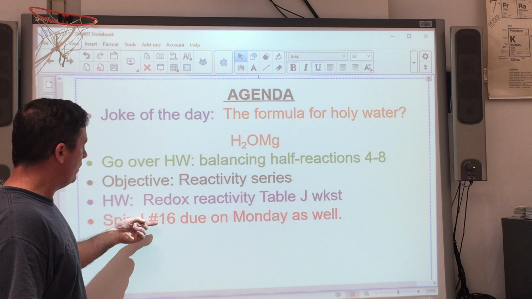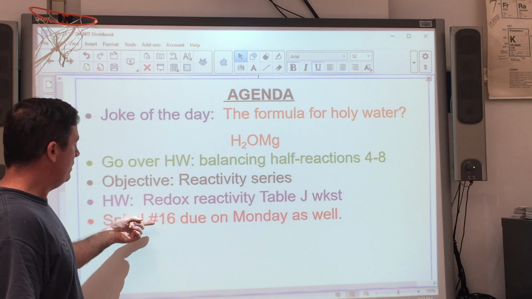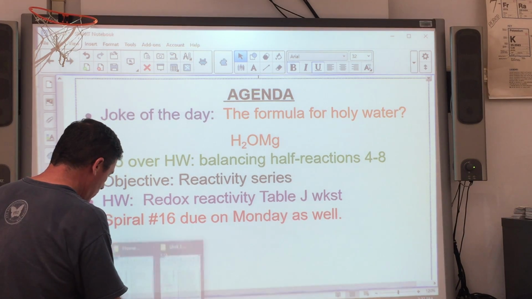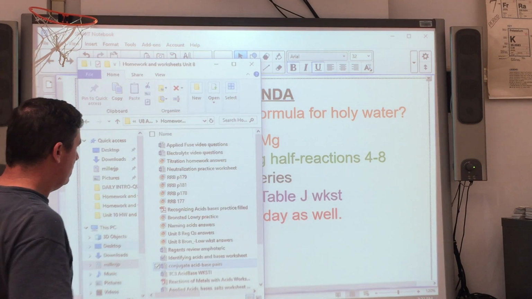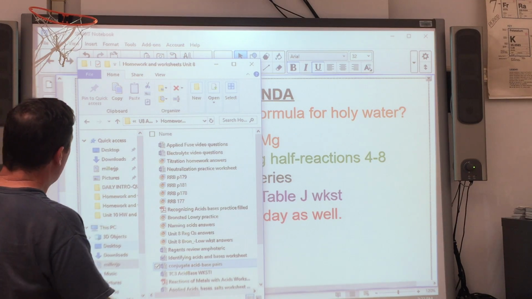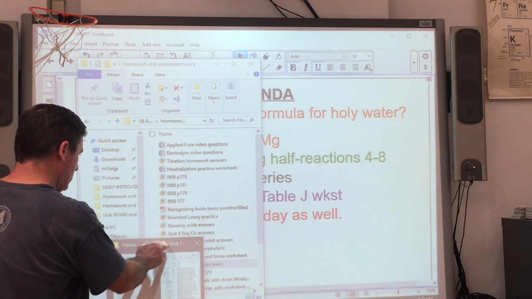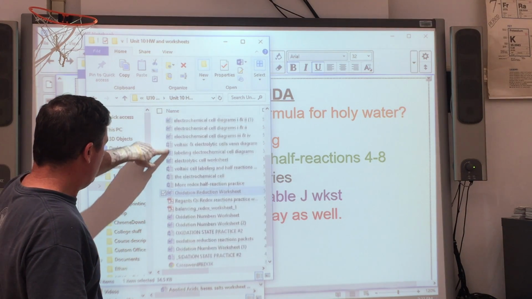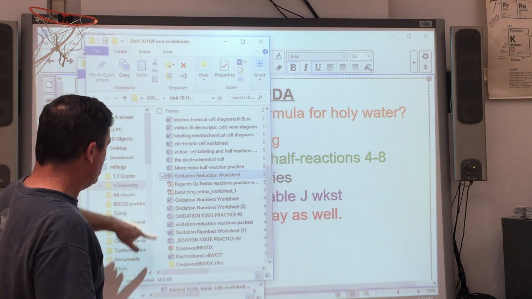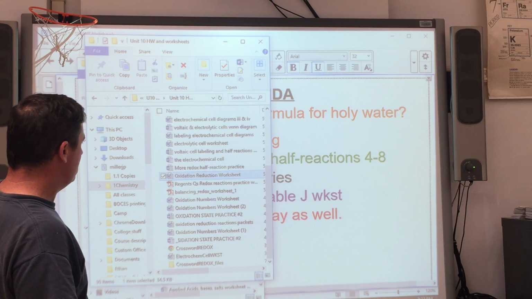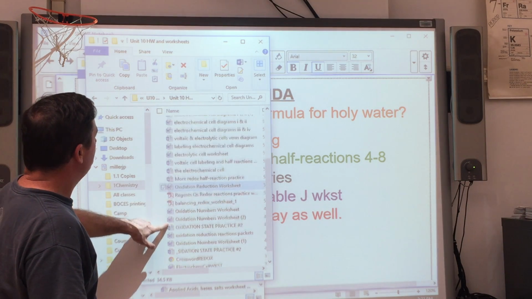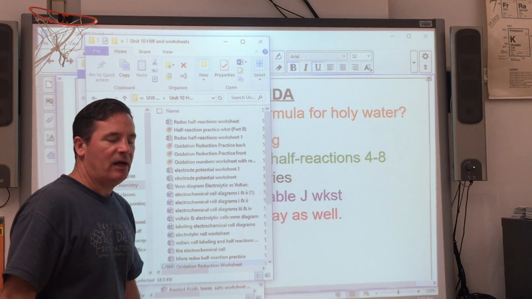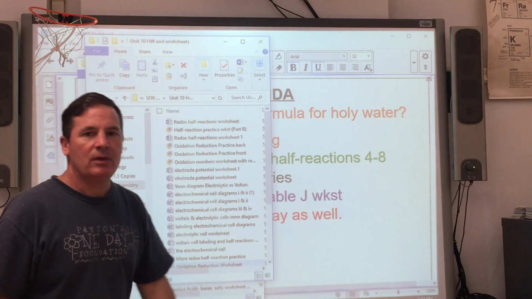Reminder that spiral number 16 is due on Monday, and the reactivity table is your homework for the weekend. Let's see, wrong folder. Let's see if I can find it. I'll post it, of course, but it's in your packet. Okay, I'll have to post it because I can't see it right here. All right, see you then.